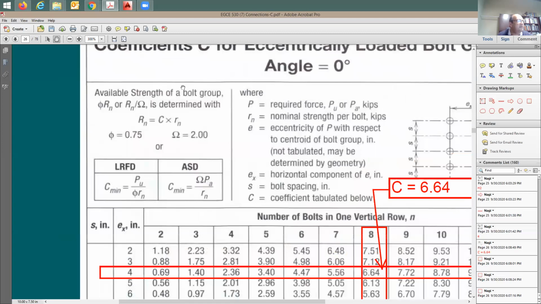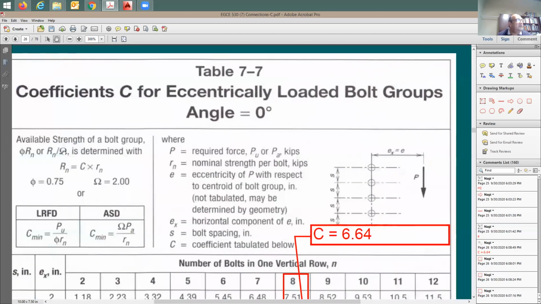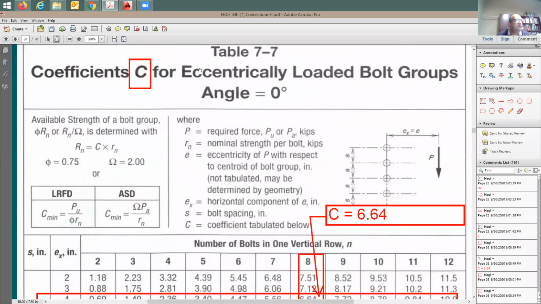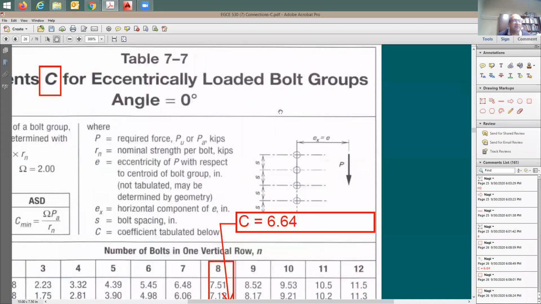Now let's see what is written here. This table is for coefficient C. Any number that you see here is going to be C. And this number is for an eccentrically loaded bolt group with an angle of 0. What does it mean by an angle of 0? In the same book, you're going to see other cases when you have an angle like 30 degrees or 15 degrees or 10 degrees. You have different cases. In this case, the angle is equal to 0. This is going to be the case I'm going to be working on. Okay, great.